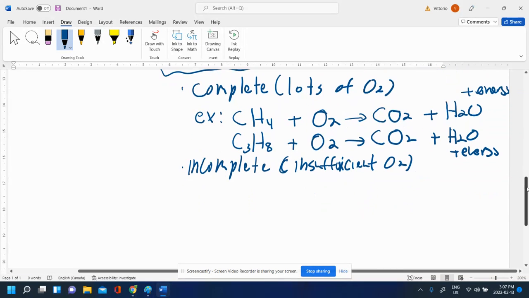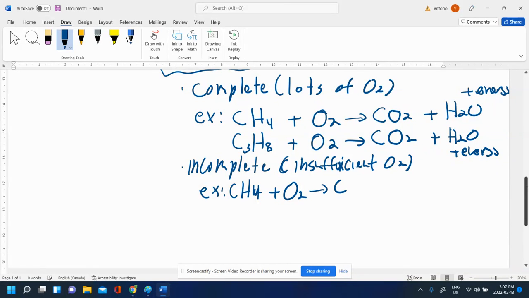You start off writing it the exact same way. So I might have CH4 plus O2. I'll tell you there's not enough oxygen there. So you'll start off writing the same products, CO2 plus H2O. But now, because it's an incomplete combustion, there's these other products made as well. You have just carbon, what we call soot sometimes, plus the deadly toxic carbon monoxide.